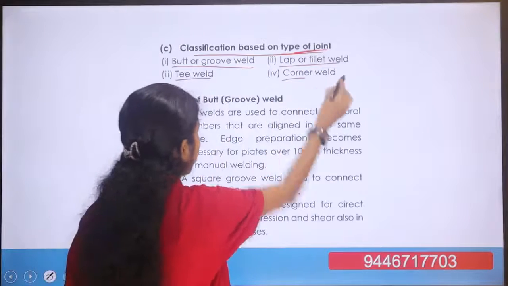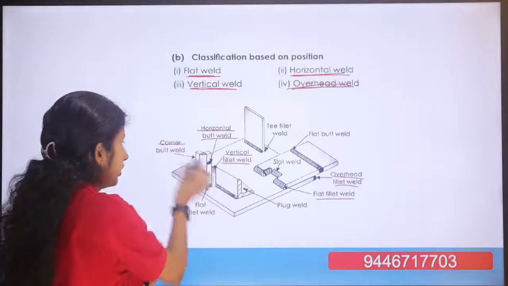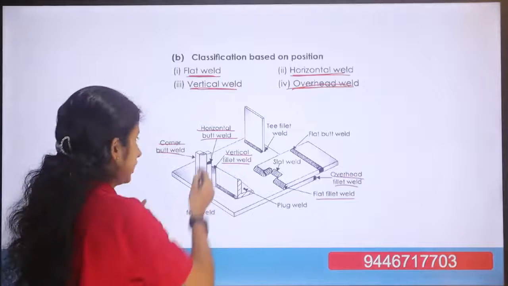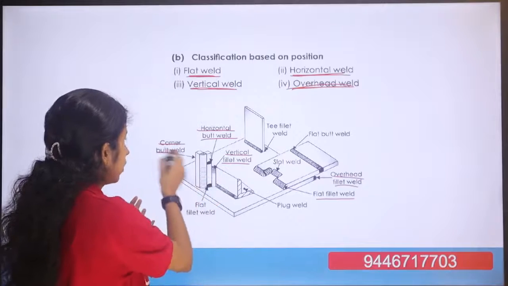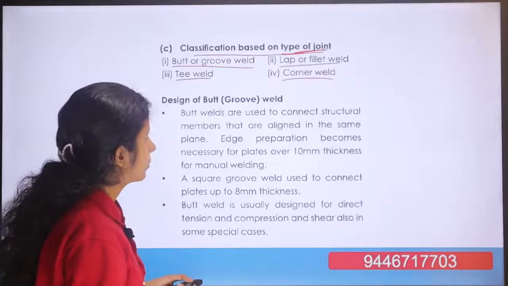So we can see the corner weld: if the two corner sections of two plates are to be joined, then it is known as corner weld.